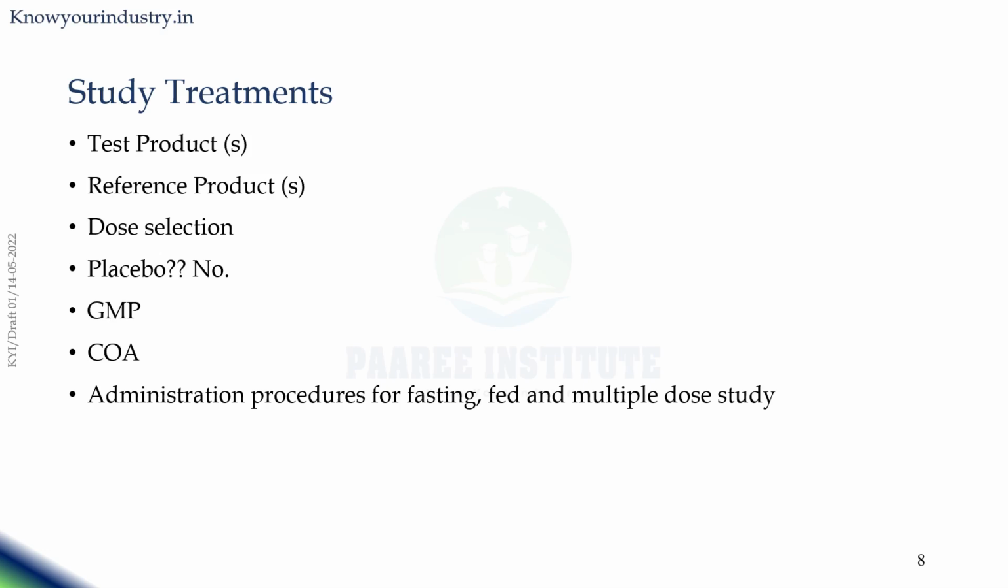Then the products need to be manufactured under GMP. Then the certificate of analysis of the product, which is critical because the assay of the test and reference products has to be close to each other. It has to be more than 95% for the test as well as the reference, to make sure you can expect bioequivalence, provided the in vitro properties or product properties are as close as possible. Then you have to mention the administration procedures of the drug product, like whether it is a fasting, fed, or multiple dose study, whether you are administering with applesauce, water, or food. That has to be clearly detailed in the protocol.